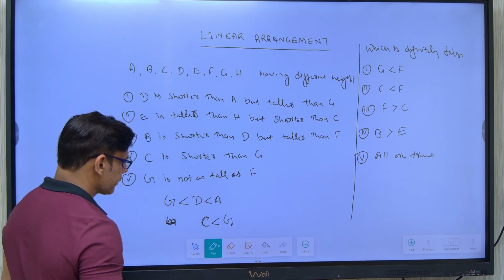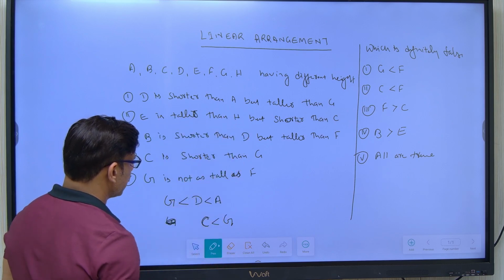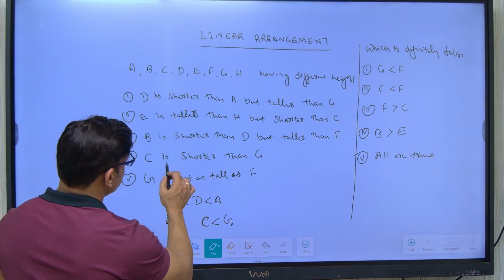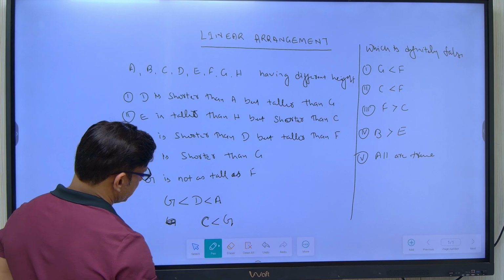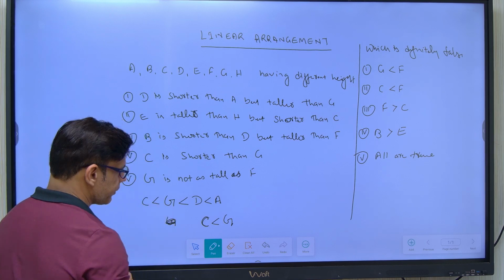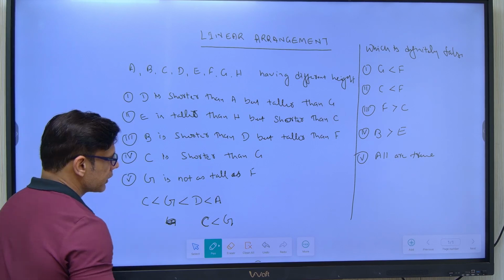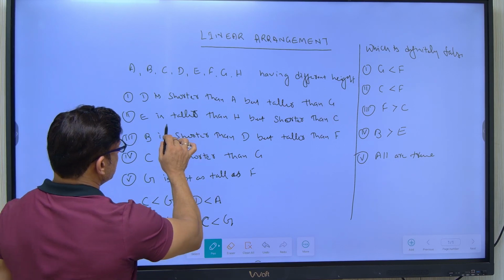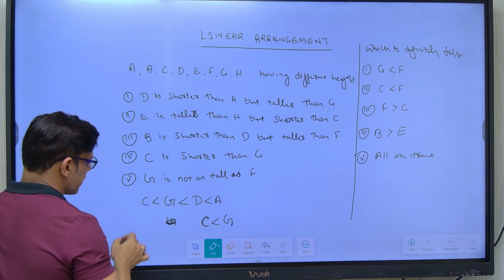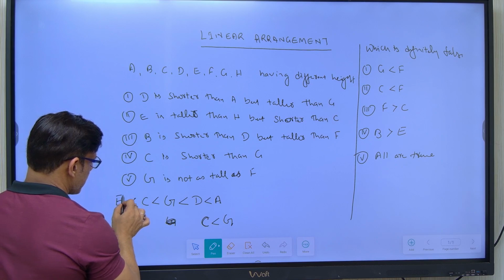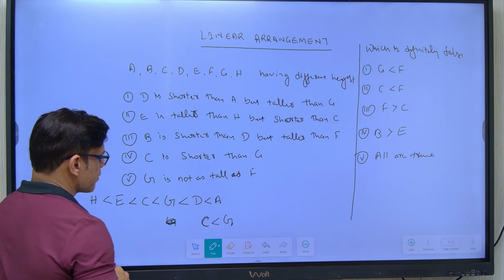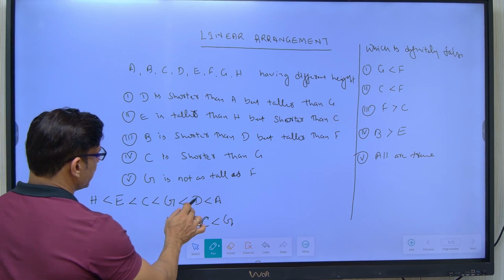G. Here, first line: D is shorter than A, but taller than G. And then this line says that C is shorter than G. That means G is greater than C. Now it is given that E is taller than H but shorter than C. So E is shorter than C, but E is taller than H. So now we have 1, 2, 3, 4, 5, 6 people.